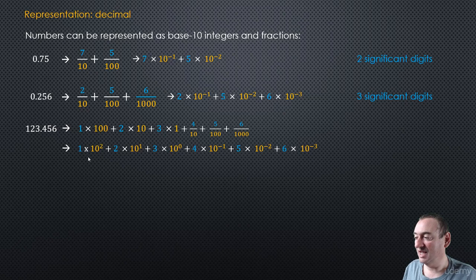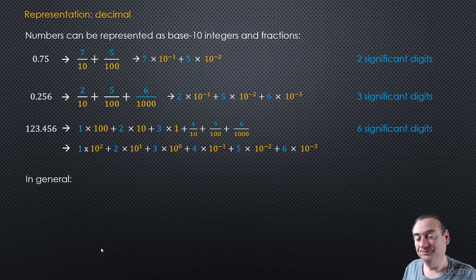Now we can rewrite this as 1 times 10 to the 2 plus 2 times 10 to the 1 plus 3 times 10 to the 0, and then after the decimal point, 4 times 10 to the negative 1 plus 5 times 10 to the negative 2, and so on. And you'll notice that we just have decreasing powers of 10. So as we move from left to right after the decimal point, we have increasingly negative powers of 10. As we move from right to left before the decimal point, we have increasing powers of 10. And in this case, as I said, we have 6 significant digits.